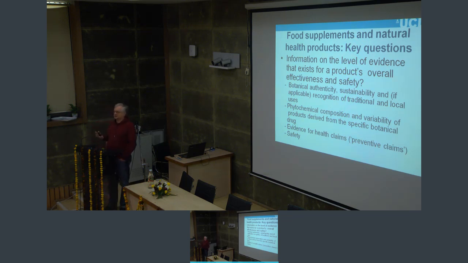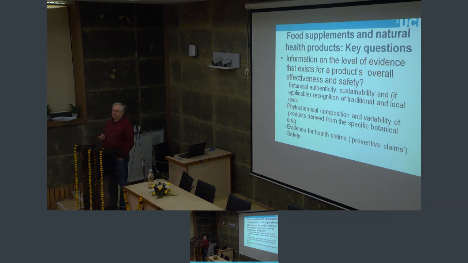There are other issues which are not addressed automatically, but which are important. Sustainable sourcing. Something very important in this context, but very often neglected. And then the recognition of traditional knowledge. We mentioned neem tree on the first day, and the attempts to get patents out of traditional Indian knowledge. So the recognition of this is something very important. And then, as I said, we need to look at the phytochemical composition and variability.